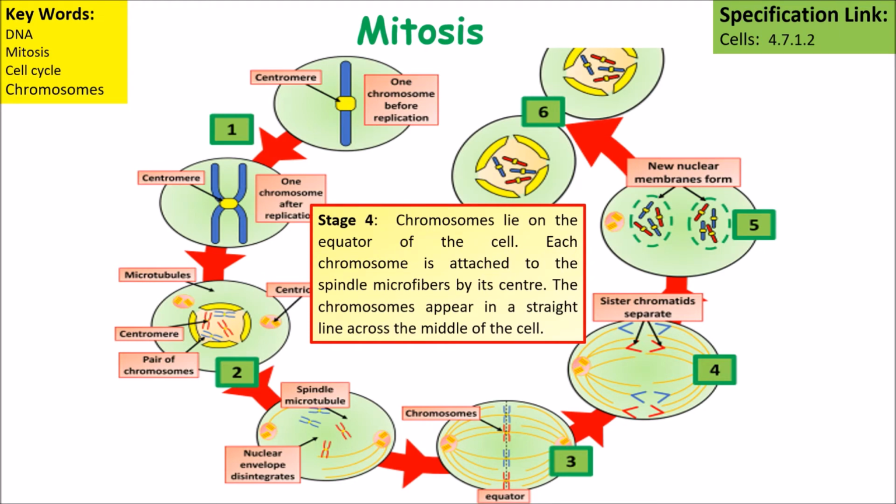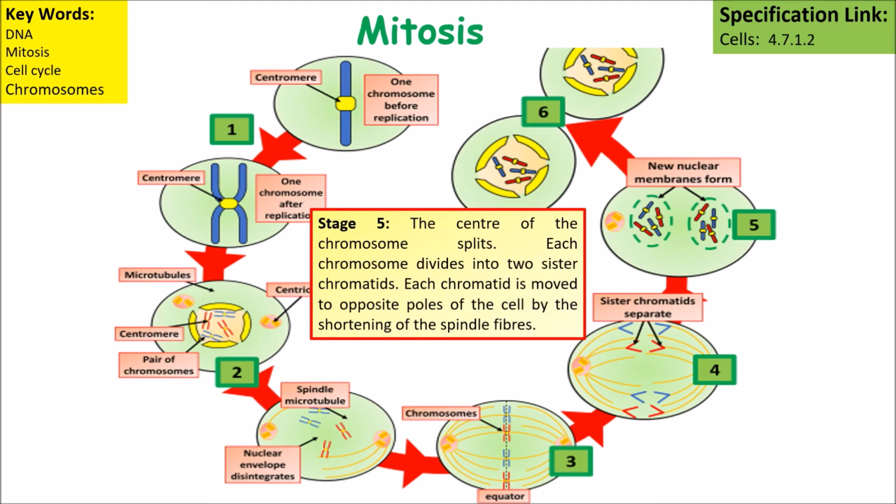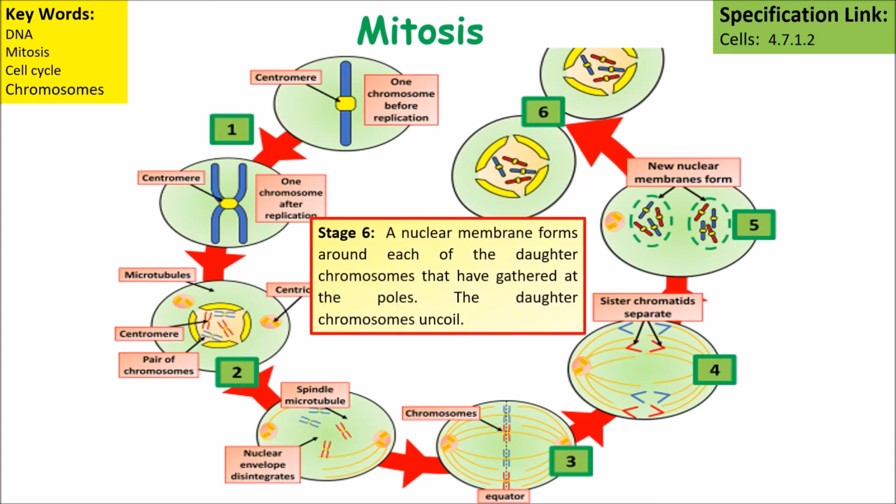Chromosomes then lie aligned on the equator of the cell. Each chromosome is attached to the spindle fibers at its center. So the chromosomes appear in a straight line across the middle of the cell. The center of the chromosome splits, so each chromosome divides into two as the spindle fibers contract. As the spindle fibers contract, they pull a full set of chromosomes to each end. A new nuclear membrane forms around each set of chromosomes, and the cell splits into two genetically identical daughter cells.